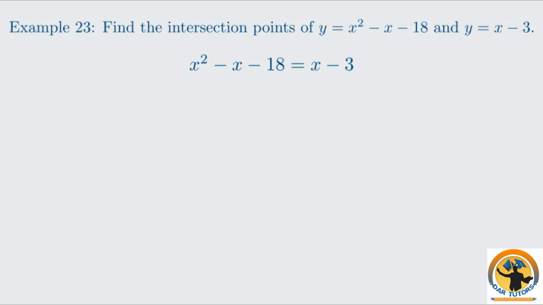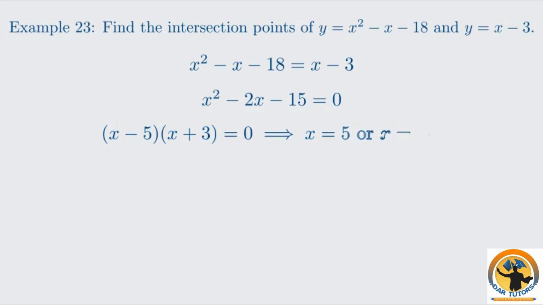Now we have a quadratic equation. Let's rearrange it to standard form. Subtracting x and adding 3 to both sides gives x squared minus 2x minus 15 equals 0. We can solve this by factorization. We need two numbers that multiply to negative 15 and add to negative 2. Those numbers are negative 5 and positive 3. The factored form is the quantity x minus 5 times the quantity x plus 3 equals 0. This gives us x equals 5 or x equals negative 3.